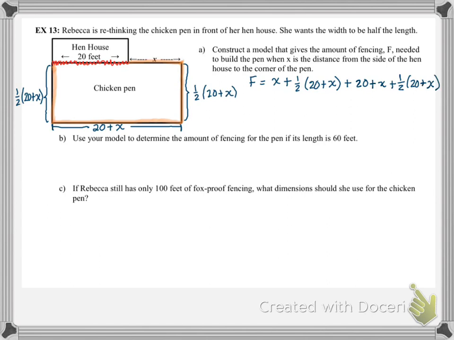One thing I notice when I look at this is that I'm adding 1/2 of something plus 1/2 of the same thing, which is the same as just having one of them. Does that make sense? So I can write this as F equals x plus 1 times 20 plus x plus 20 plus x. And then I don't have to actually deal with those fractions, which is kind of nice. So we end up with F equals 3x plus 40.